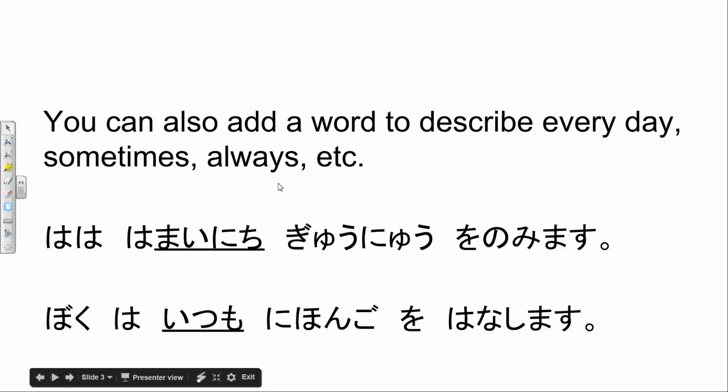You can add another word like always or every day to further modify the sentence. Haha wa mainichi gyunyu o nomimasu. So, haha, my mother every day milk drinks, or my mother drinks milk every day. You don't need to add any kind of particle after these. Boku wa itsumo Nihongo o hanashimasu. So, itsumo, always. I always speak Japanese.